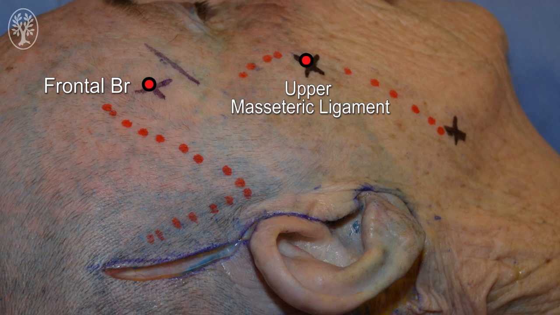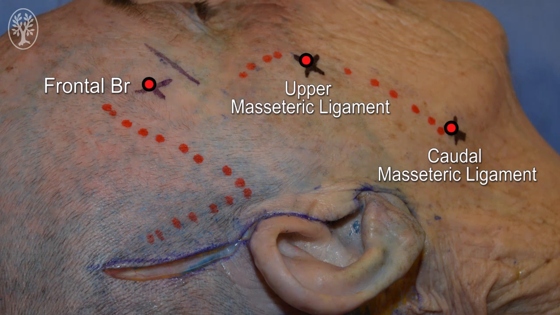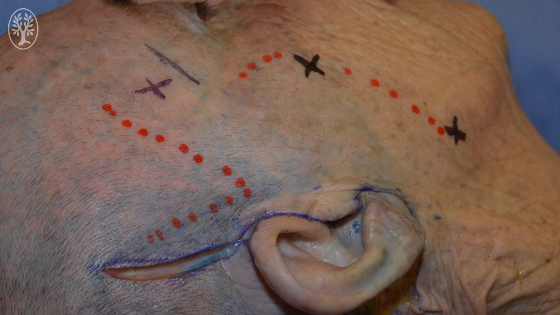The third danger zone is along the caudal border of the masseter, which you see along the mandibular border. If you go deep to the platysma in that region, the cervical branch going to the platysma sits directly deep to the platysma in that area, and you will get, again, depressor lip dysfunction.